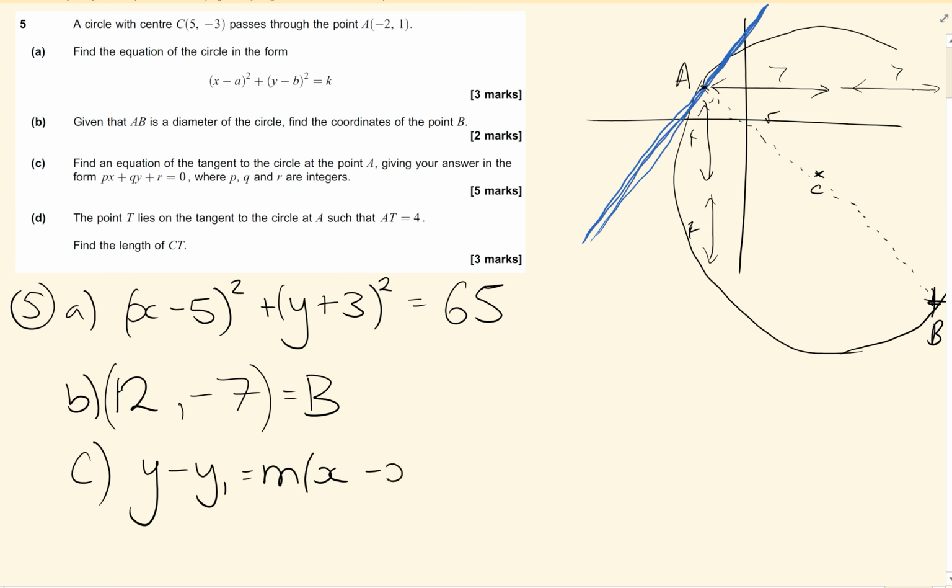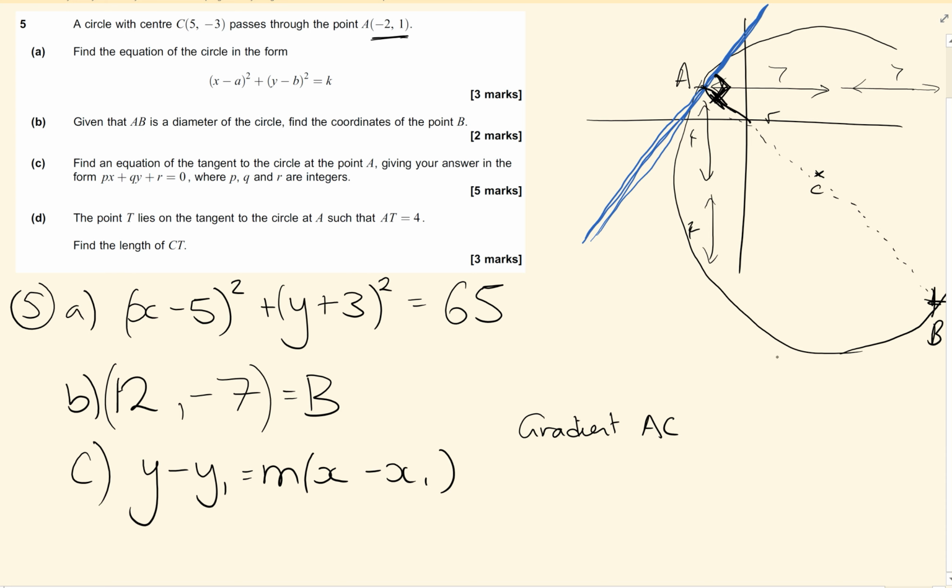which is our general formula for the equation of a straight line, we know y1 and x1, they're the points given in the question. So what we need is m, the gradient of the tangent. Now we can find the gradient of the radius, which is perpendicular to the tangent at this point here. And apologies for the slightly poor diagram. So we want the gradient of the line AC.